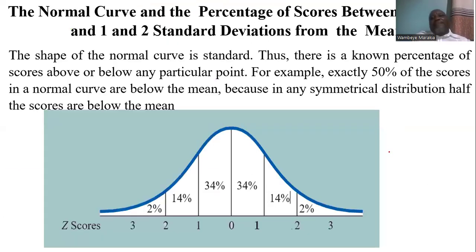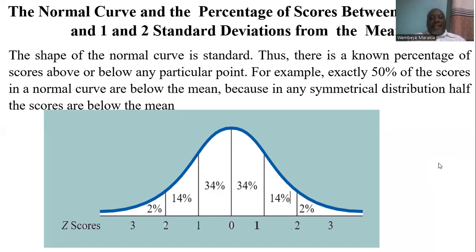Now, the shape of the normal curve is standard. Thus, we are saying that there is a known percentage of scores above or below any particular point. For example, exactly 50% of the scores in the normal curve are below the mean, and another 50% is above the mean, on the other side of the mean. And that's why we say that this distribution is symmetrical, because half of the scores fall either below or above the mean.